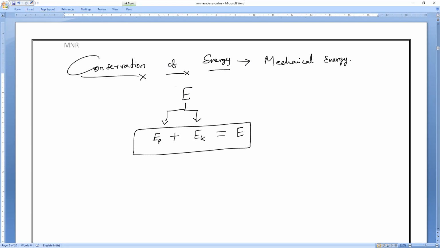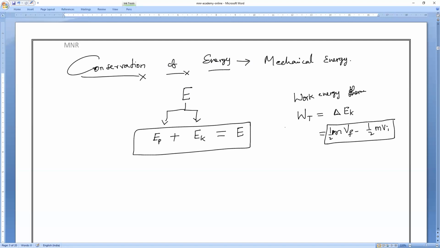You might have studied the work energy theorem in 9th class. Do you all remember the work energy theorem? Anybody? The work energy theorem says that the total work done on a body is equal to the change in kinetic energy. You might remember this one: final kinetic energy minus initial kinetic energy. You might also have studied this derivation by then. Am I right, everybody? The total work done is equal to the change in kinetic energy.